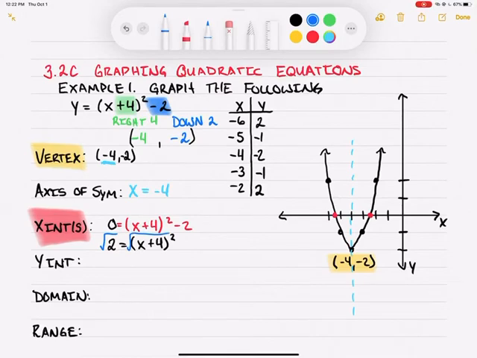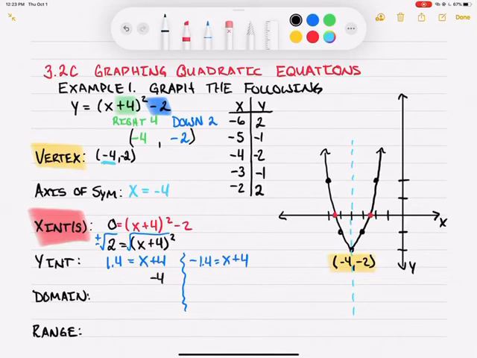This is actually going to get me a decimal. The square root of 2. One second, let me get my calculator in the correct mode. The square root of 2 is equal to 1.4, so this is going to be a positive 1.4 equals x plus 4, and a negative 1.4 equals x plus 4. I have two values, so I get the positive and the negative value.